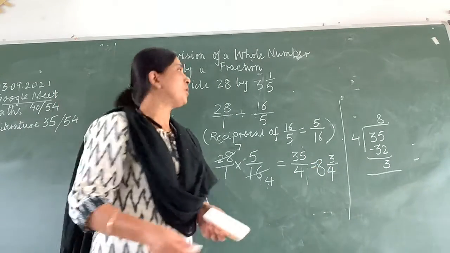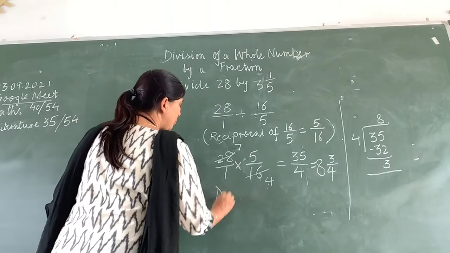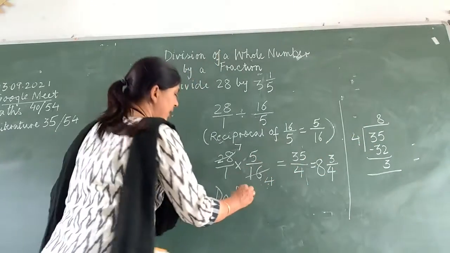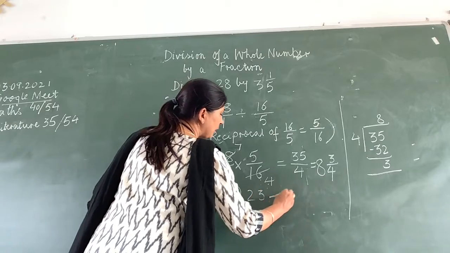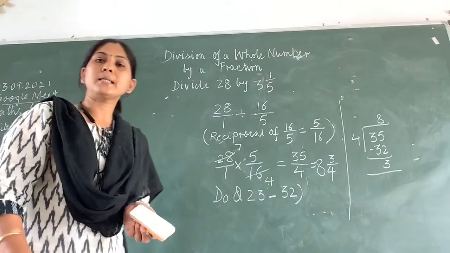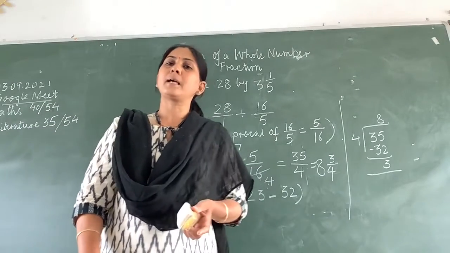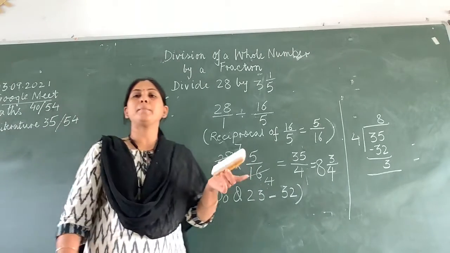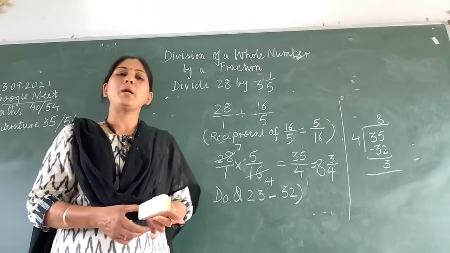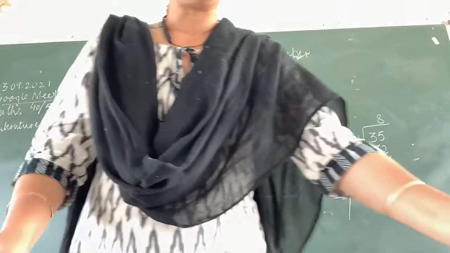Okay, children. So now what will you do? You will do questions 23 to 32 in your practice notebook. In all these sums, you have to divide a whole number by a fraction, by a mixed fraction. Okay. Now we come to the word problems.